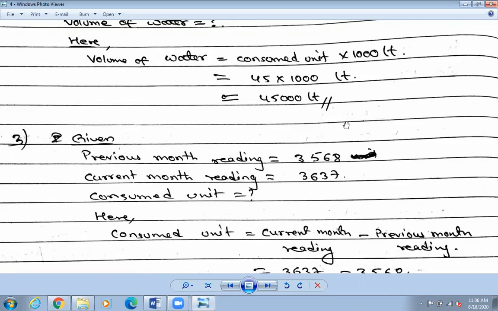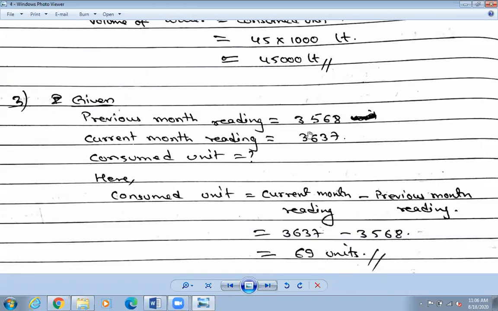This time the reading is 70, next time it is 80. That doesn't mean it is 10 units. This is the digit that is displayed in the meter, the number shown on the meter. That's why the unit is not written over here; I have written the unit. So, current month reading minus previous month reading. Subtract these two numbers and you are going to get 69 units.